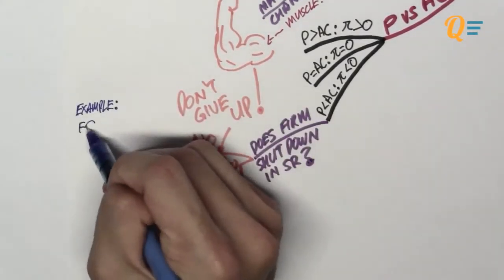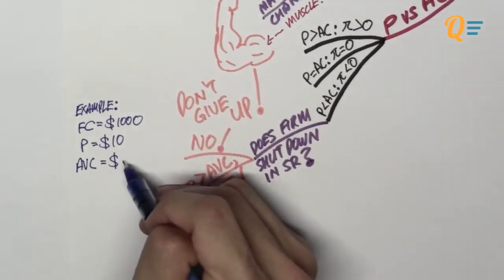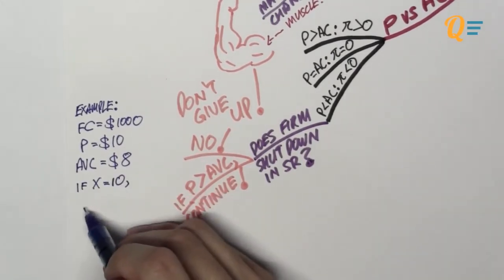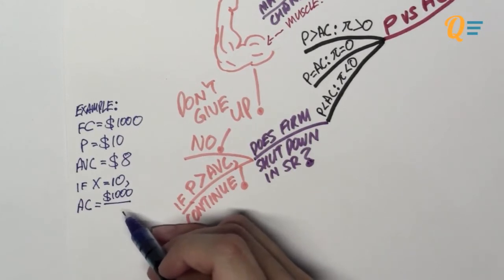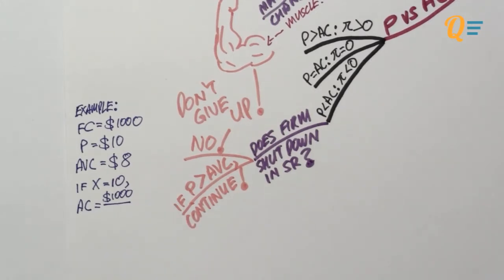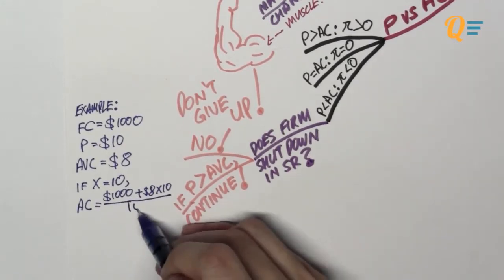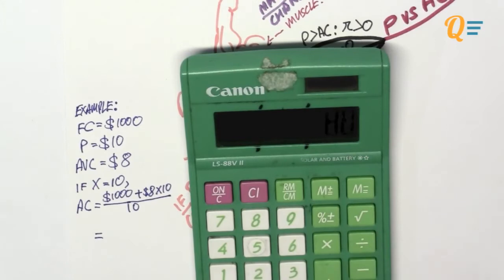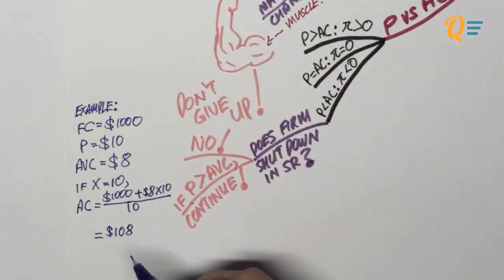Now let's look at a numerical example to explain why this is the case. So if your fixed cost is $1,000, the price is $10, the average variable cost is $8, and you're going to be producing 10 units of X. Now the average cost is going to be calculated as such. You take the total fixed cost, and then you add in the total variable cost, which is 8 multiplied by 10. You take this figure divided by 10, and you have an average cost of, let's see, $108, okay?